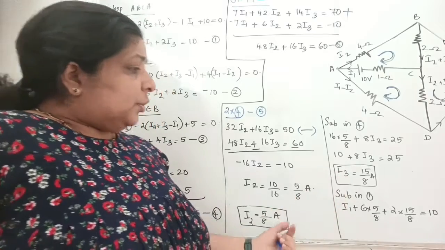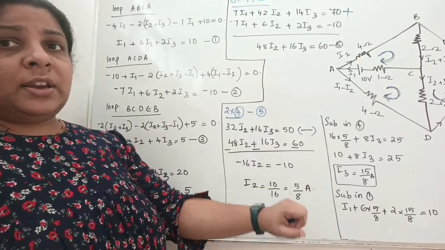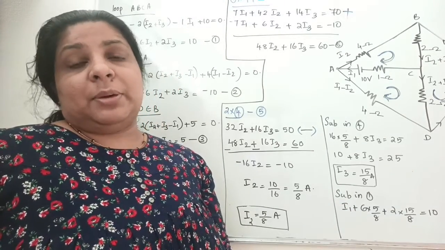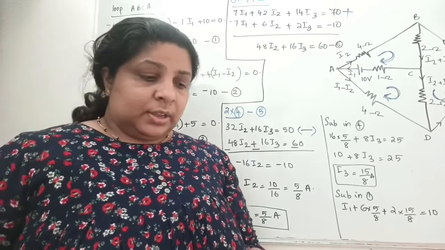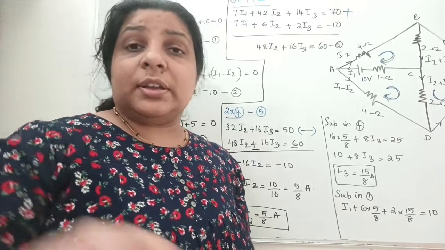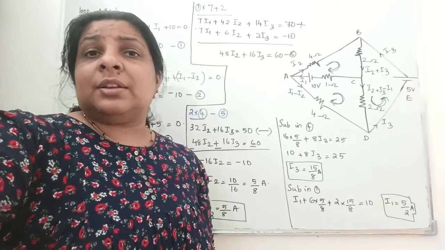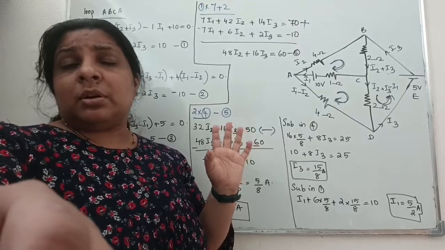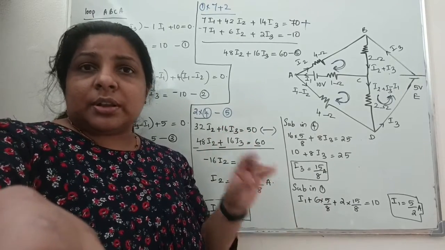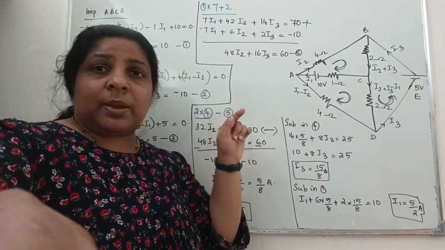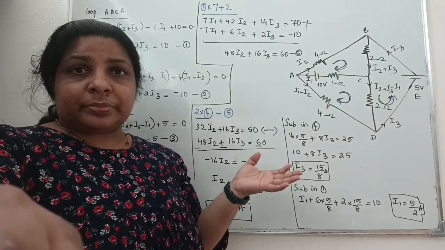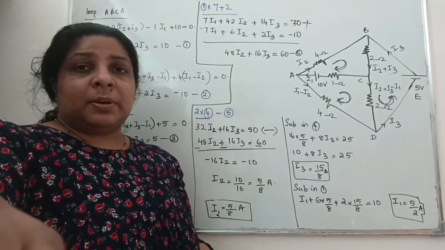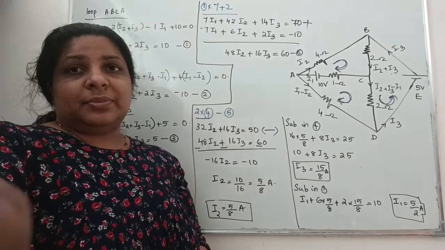Now you have I3 and I2. I have substituted the values of both I3 and I2 in the first equation, and when you simplify, you will get the value of I1 as 5 by 2 ampere. The most important thing is you should get the correct loop equation first. If any plus or minus goes wrong, the entire answer will be wrong. So make sure you check each and every step while you do the simplification. After getting the three equations, simplify them properly, then you will get the final answer. Okay, thank you.